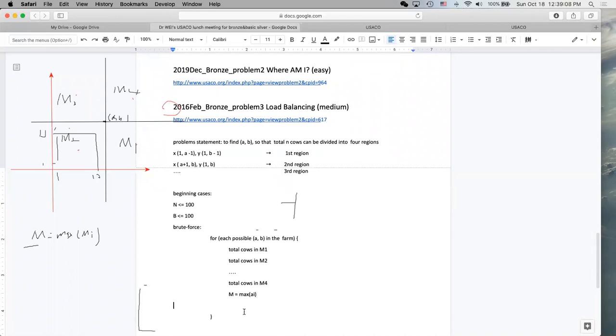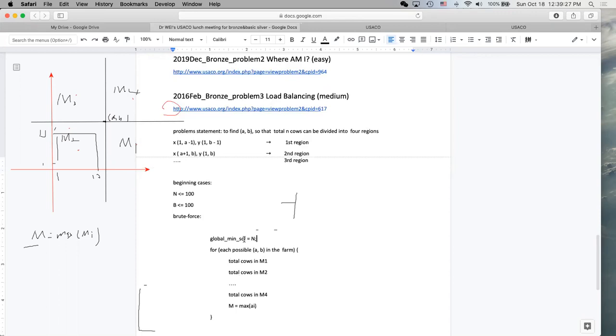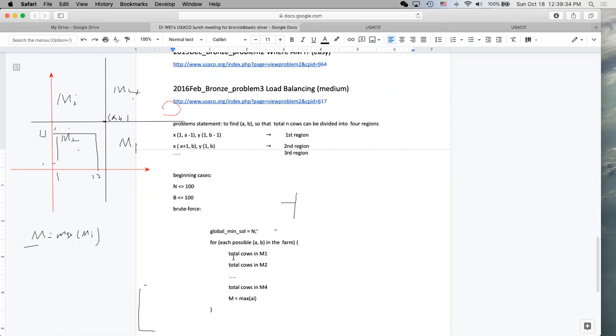So the maximum is going to be the max of M_i. And with this M, you go ahead to update. Maybe you already have the answer, which is the global min solution. At the beginning, just define it as n. Of course, the answer cannot be n, definitely. And with that, you update this global min solution as necessary for whatever M you could have. So that pretty much is brute force. It's not challenging at all, I mean, for beginning cases.